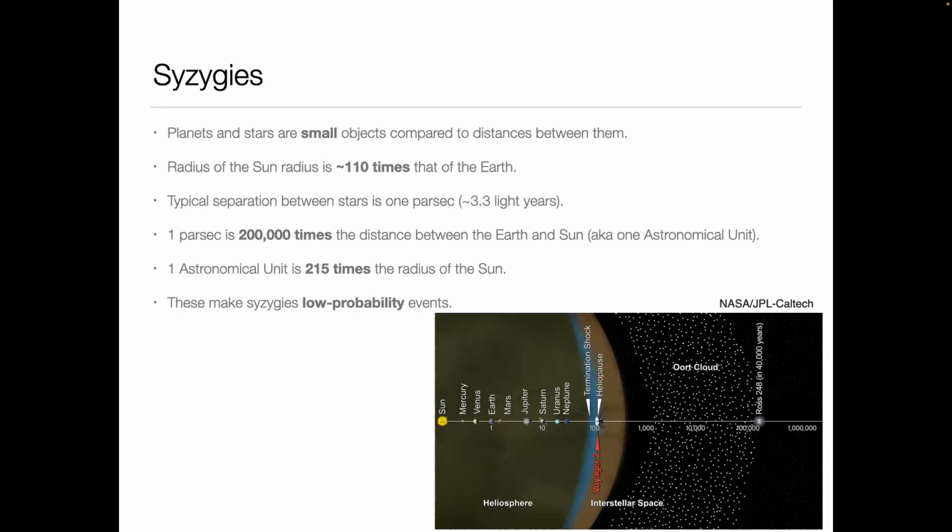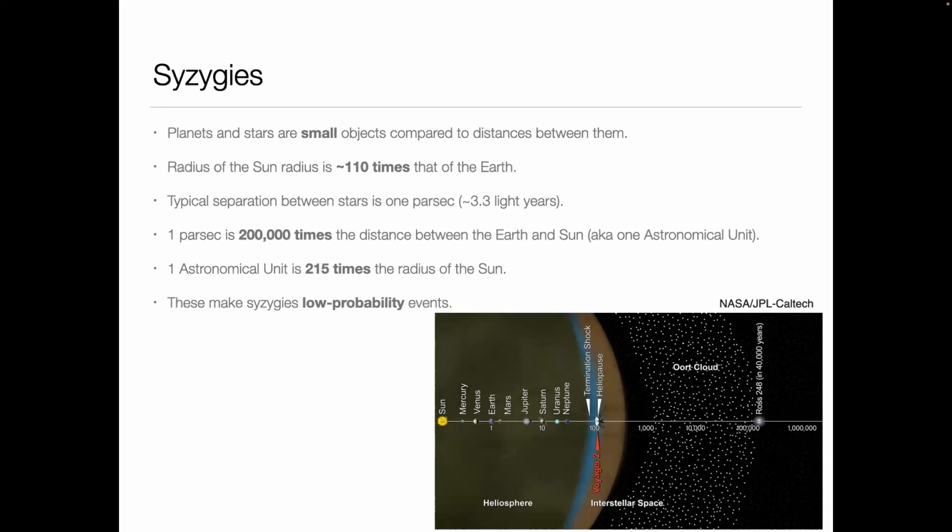A couple of numbers here. First of all, a good number to keep in mind is that our Earth is much smaller than our sun, about 1 to 100. But even beyond that, the separation between typical stars is order parsec, and a parsec is just about 3 light years. And 1 parsec is about 200,000 times larger than the distance between the Earth and the sun, which we call the astronomical unit. And that astronomical unit itself is about 215 times the radius of the sun. So these are much larger numbers compared to the radius of the star, or I guess our sun.